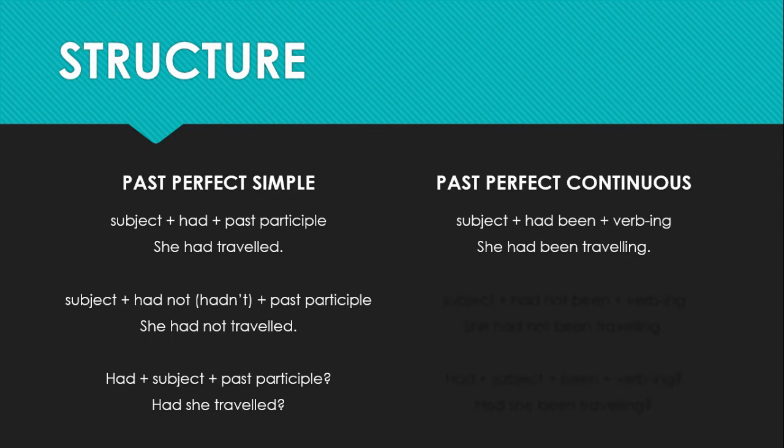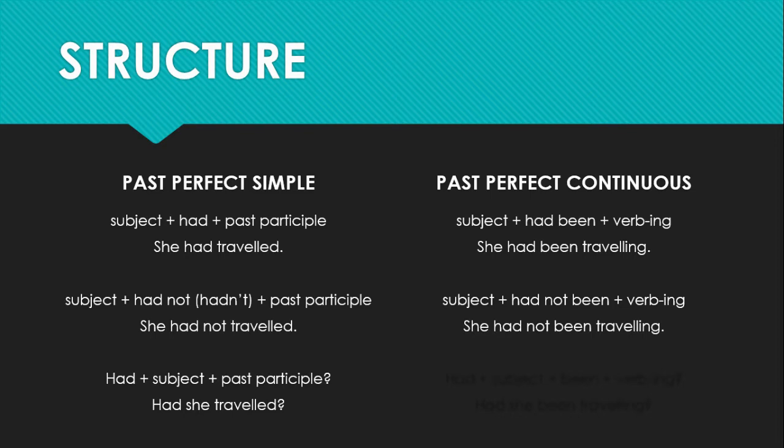For negative sentences, untuk ayat negatif, tambah not di antara had dan juga been. So we have the subject, followed by had not been or hadn't been, and the verb ending with ing. For example, she had not been traveling, or she hadn't been traveling.